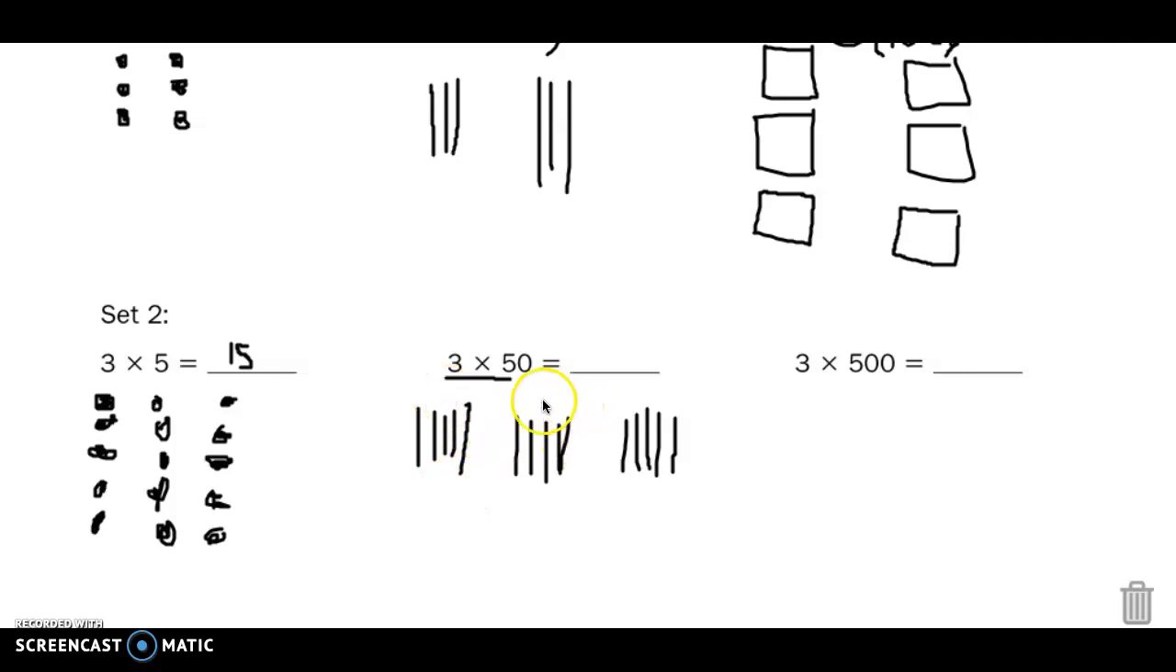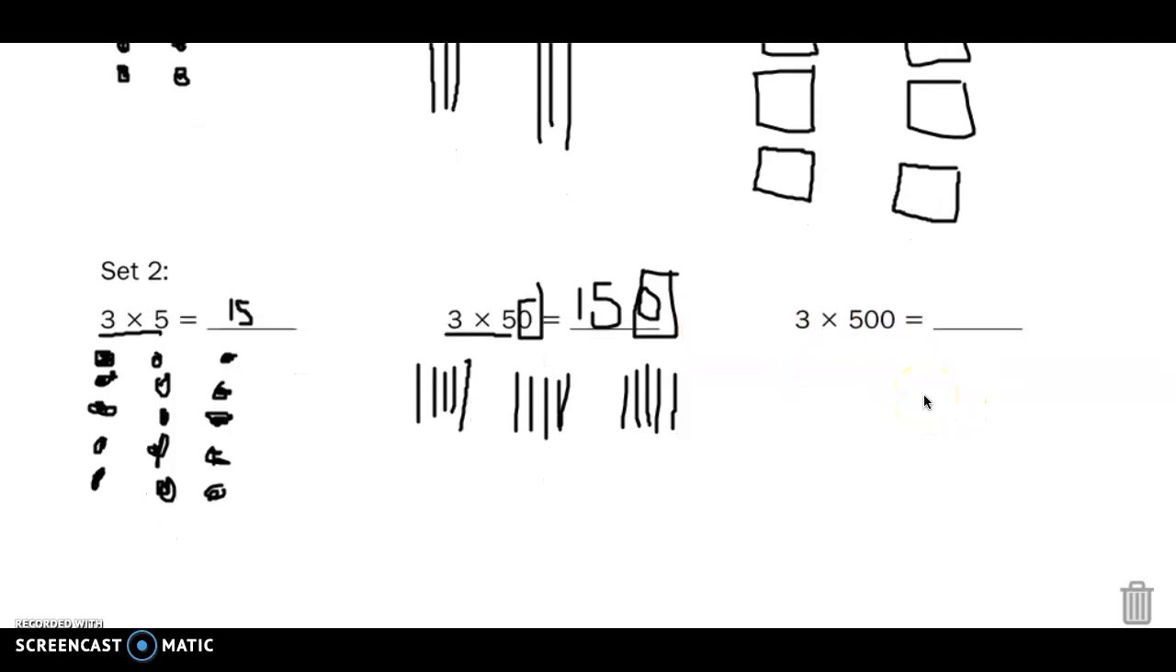50, 100, 150. Great work. So we saw our base fact, 3 times 5. But look, we were counting by 10, so it had a 0 at the end and a 0 at the end. 15 and then 150. Interesting. Okay, now 3 times 500. Again, I see my base fact, 3 times 5.